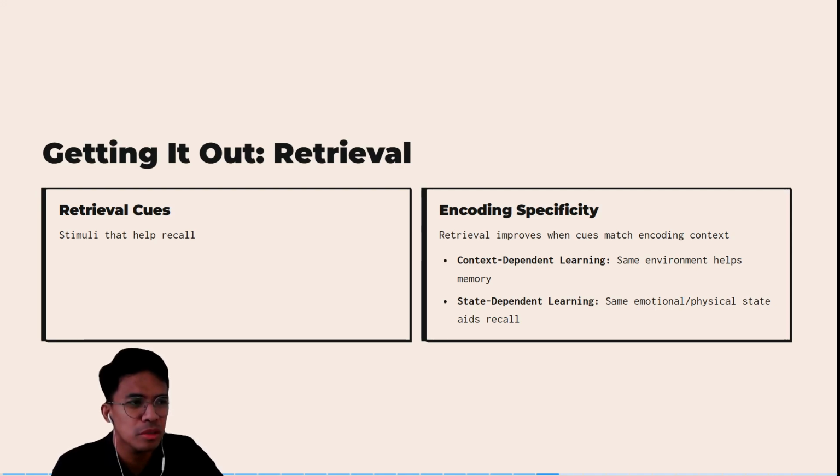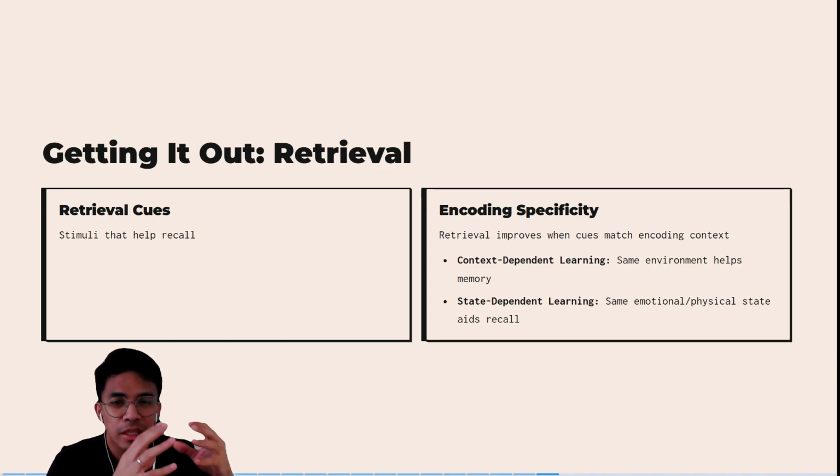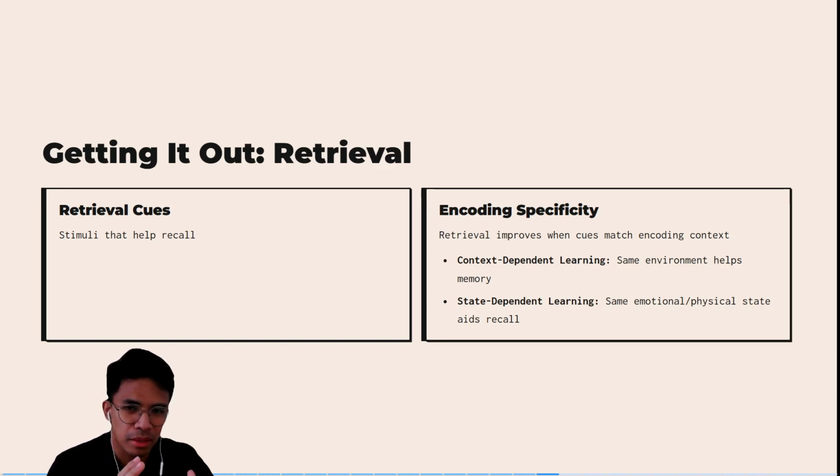So, ano ba yung encoding specificity? The retrieval, getting it out, it improves when the cues, yung sinasabi nating color, itsura, sound, environment, it improves pagka nagma-match yun sa time na in-encode yung information na yun. So, it's either context-dependent or state-dependent.